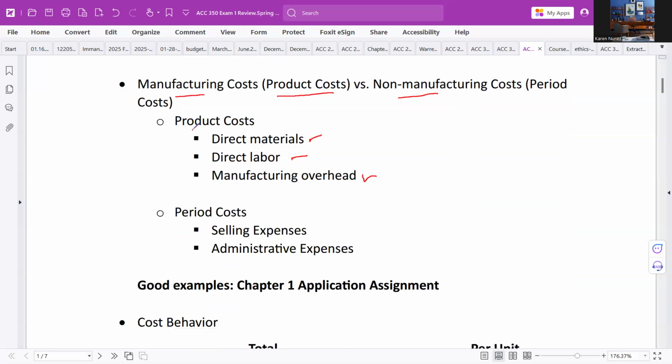So the product costs are going to flow through to the income statement, but first they go to the balance sheet. They go through the inventory accounts and then to cost of goods sold on the income statement, whereas the period costs go immediately to the income statement.